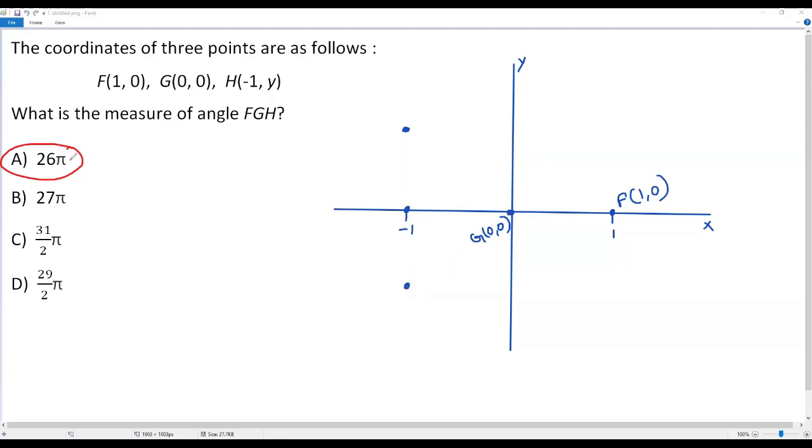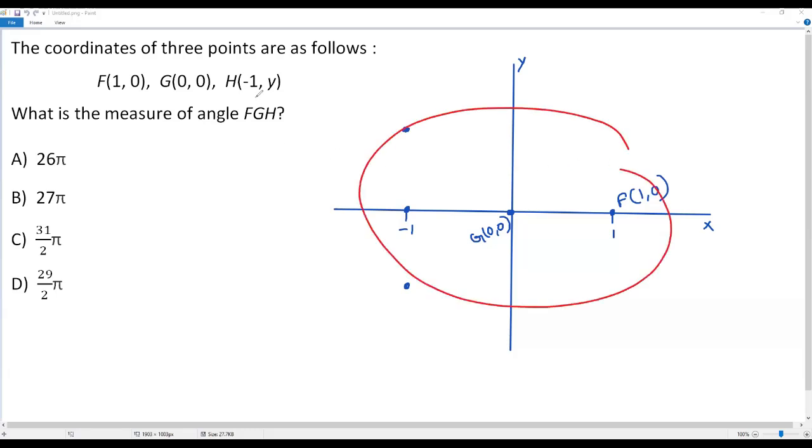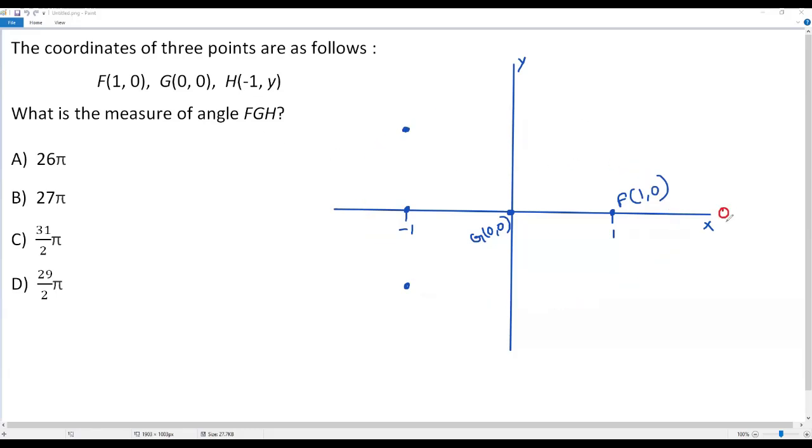So when I consider the terminal side of the angle measure, it has to be on one of the 3 possible locations of the point H. Then we can decide that it is a measure of angle FGH. How do we find the terminal side of the given angle measure? For that we have to understand the angle measures on the 4 quadrants. Usually we start from 0 on the positive side of the x-axis. Then at the positive side of the y-axis we'll have pi over 2, that is 90 degrees.